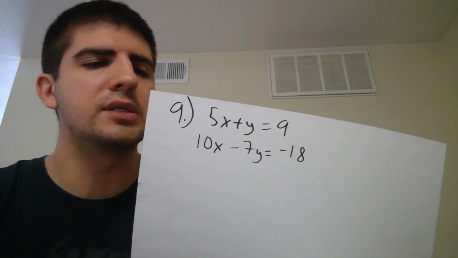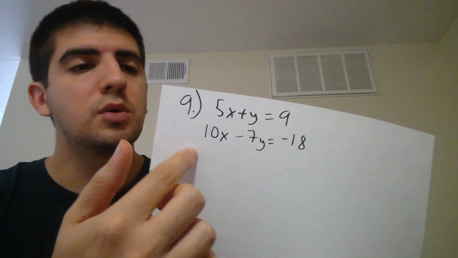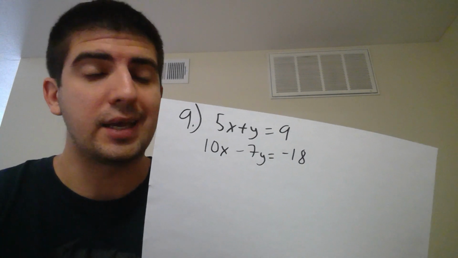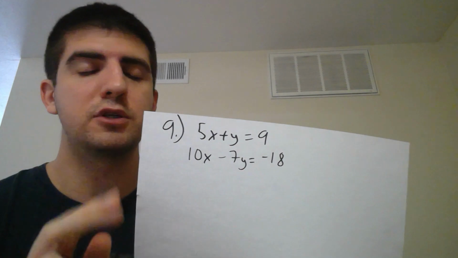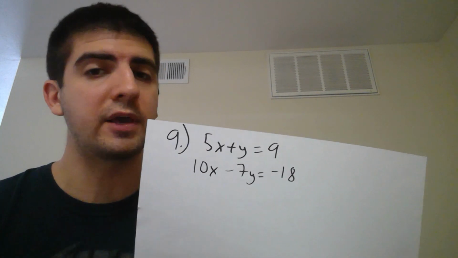And what you should hopefully recognize is, well, wait a minute. What's the opposite of 10? Negative 10. So can I just multiply 5 by negative 2 to get negative 10? I can. So what I'm going to do is multiply this entire upper equation by negative 2. And the reason I chose negative 2 is because that would allow me to get opposite coefficients. You have to think a little bit on this one.